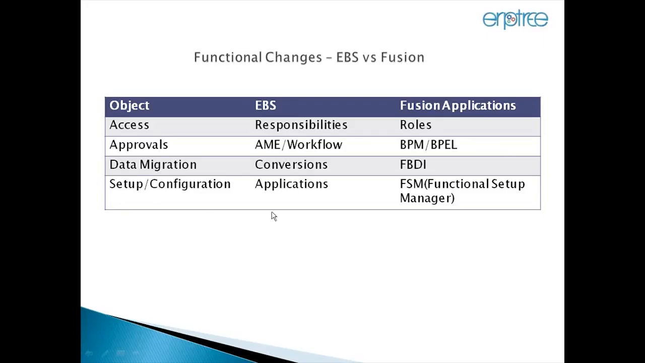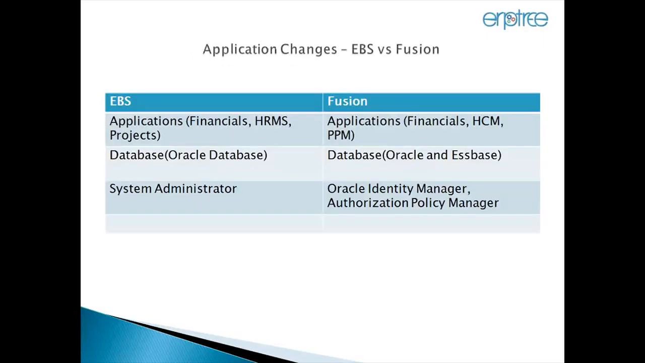And setups and configuration: in case of EBS, each application setup should be done from the respective responsibility. If you want to do AP setups, you have to be in the AP responsibility. AR setups you have to do from the AR responsibility. That means all the time you will keep switching, since each application configuration has to be done from a particular responsibility. But in case of Fusion, we have FSM, Functional Setup Manager. This is one place from where you can do any application-related configuration, and whatever setups you do, you will be able to track. We'll discuss it in more detail when we talk about FSM.